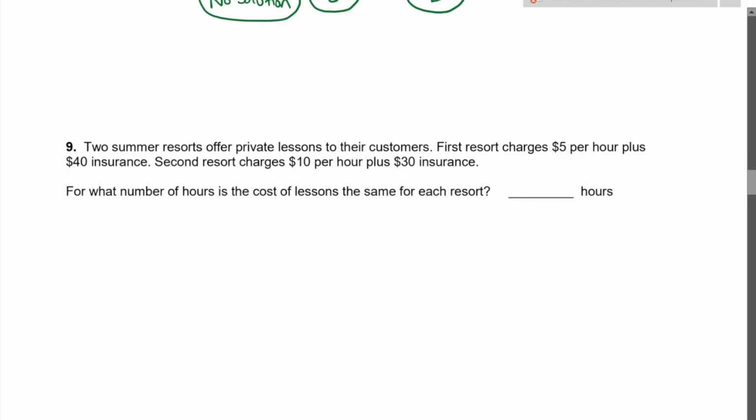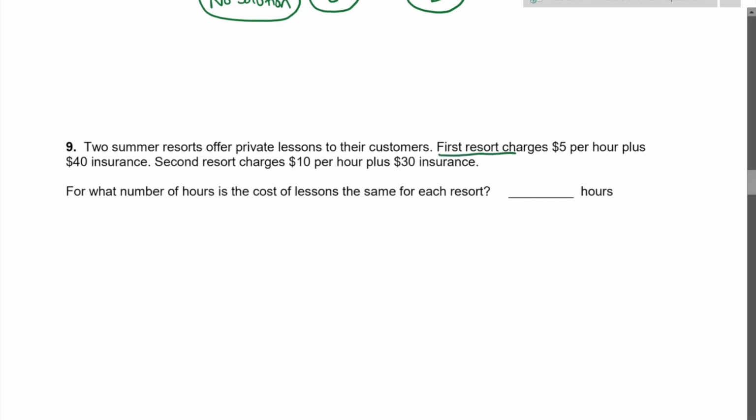2 summer resorts offer private lessons for their customers. First resort charges $5 per hour plus $40 insurance. Second resort charges $10 per hour plus $30 insurance. For what number of hours is the cost of the lessons the same for each resort? Blank hours. So first of all, we need to do 2 systems.